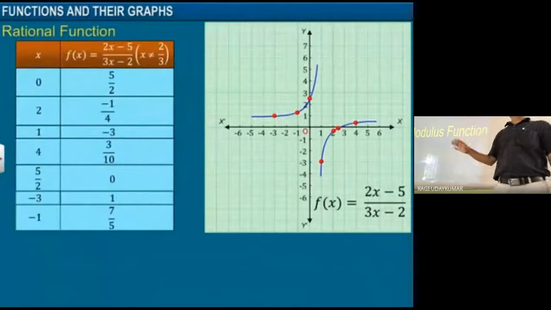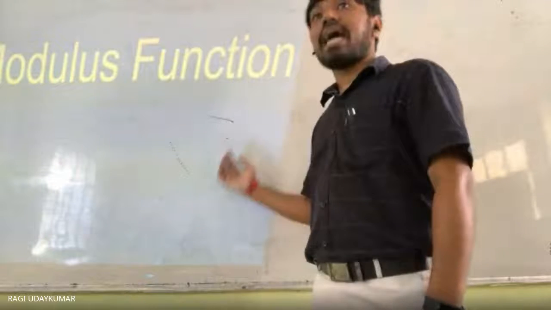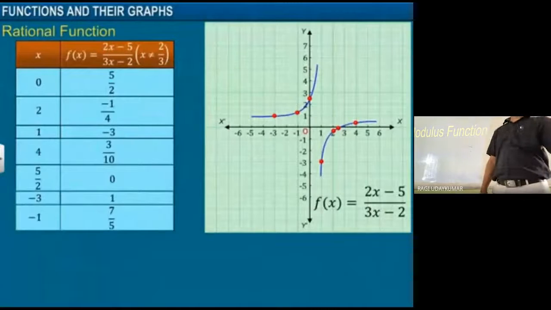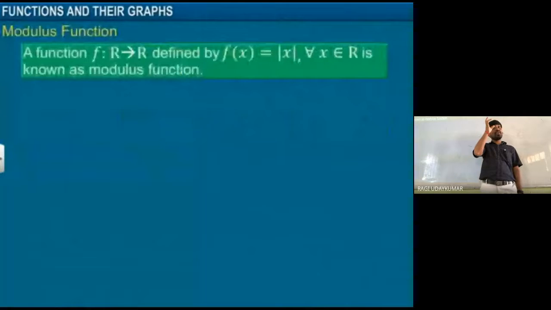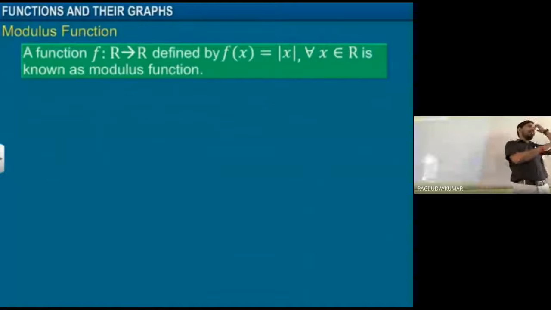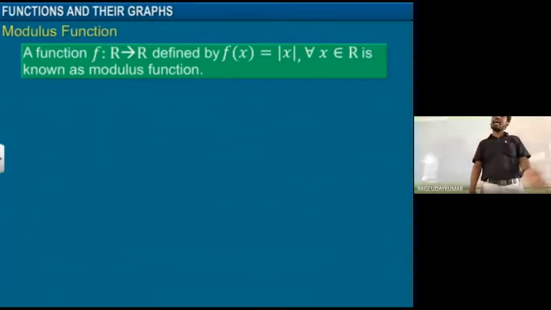Now very important functions: the modulus function and the signum function. These two functions are very important here, and their graphs are also very important. So the modulus function: already you know about the modulus. How do you define it? What is meant by modulus? If you take -3 inside the modulus, it gives +3; if you take +3 inside the modulus, it gives +3. So always 3. That means inside the modulus, if it is a negative number, you have to multiply by minus, and if it is a positive number, take it as it is.